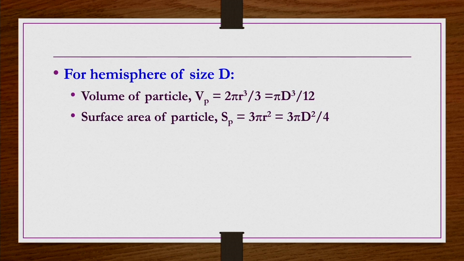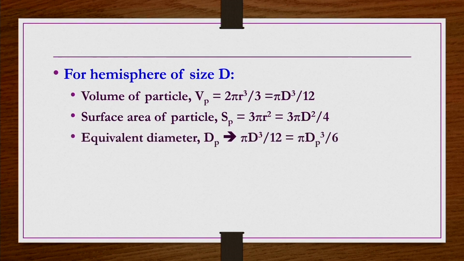If you equate the volume of this hemispherical particle to the volume of a spherical particle of size dp, that is pi dp cube by 6, then you get the equivalent diameter. That is, pi d cube by 12 should be equated to pi dp cube by 6, and from here the equivalent diameter dp you get as 0.7937 d.